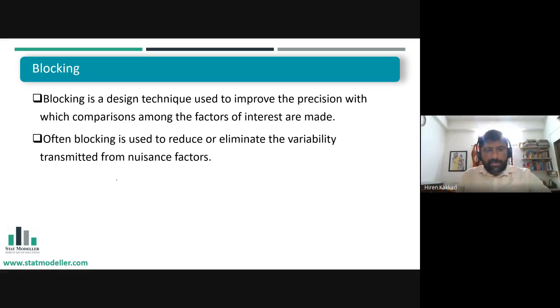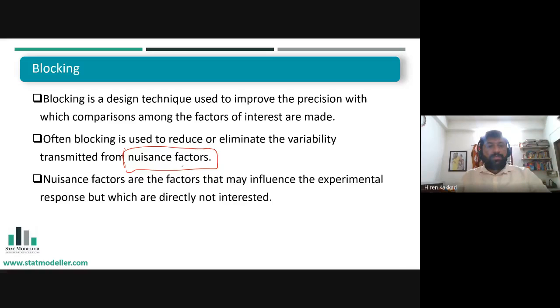Here, this nuisance factor is the important part, right? Now, what do we mean by nuisance factors? Nuisance factors are factors that may influence the experiment, but we are not directly interested in studying them. Now, if you remember the warm water theory, let us try to correlate these things with that warm water experiment.